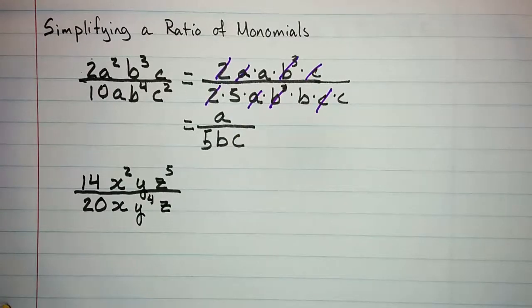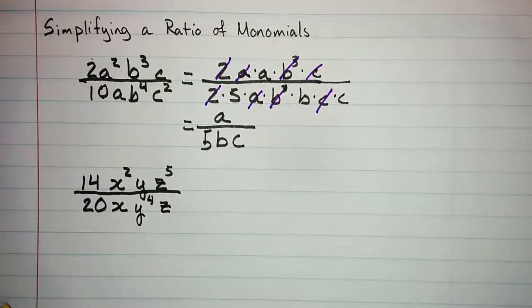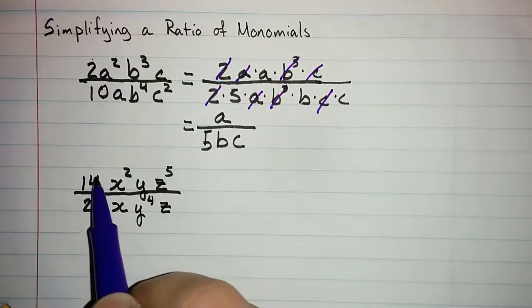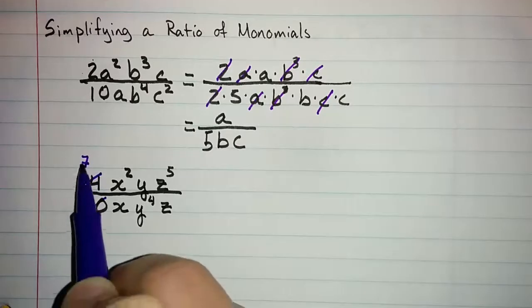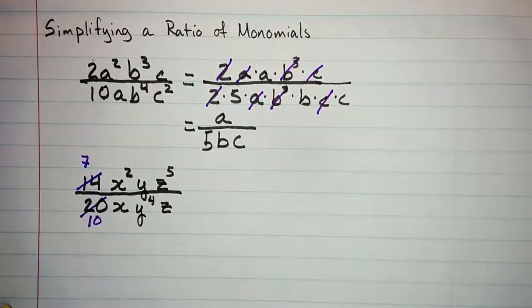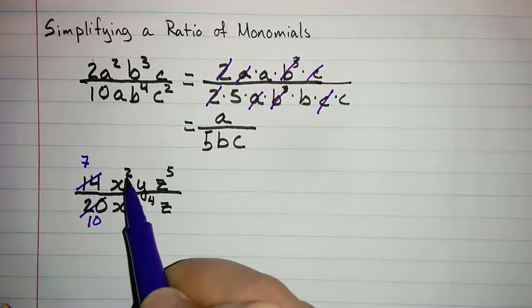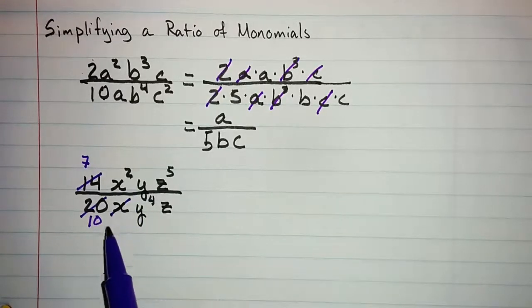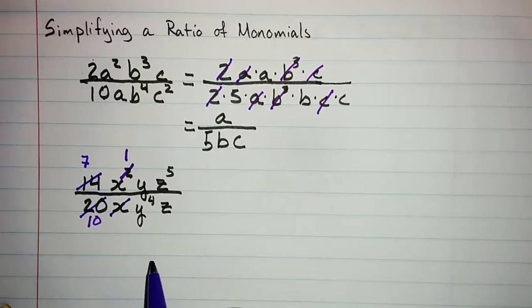Let's suppose we have the rational expression 14x squared yz to the fifth over 20x y to the fourth z. Well, I notice that my coefficients have a common factor of 2. If I cancel out the 2, what's left of the 14 is 7. What's left of the 20 is 10. And now those no longer have any common factors. I notice that both have some power of x as a factor. I can cancel one x in the denominator with one of the x's in the numerator. That cancels out the x in the denominator and leaves me one fewer x in the numerator.